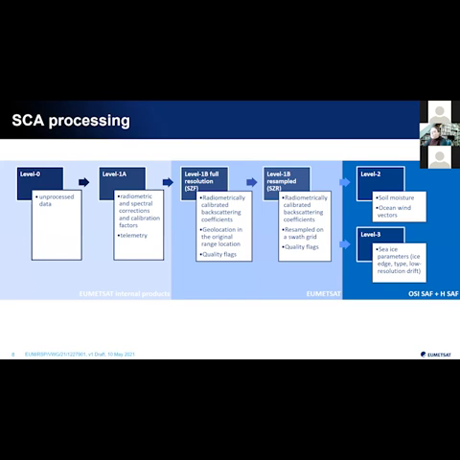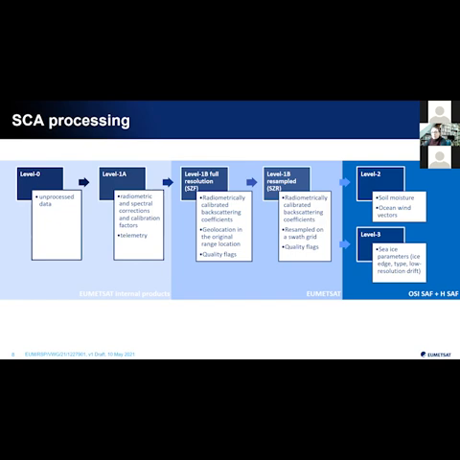What we do in terms of processing: we get the level 0, the unprocessed data from the instrument, and then we process this at EUMETSAT into level 1A, which basically includes radiometric and spectral corrections and calculation of calibration factors. And we basically analyze the telemetry. Those are internal products to EUMETSAT, and they are not provided to the users. They're just for internal use.